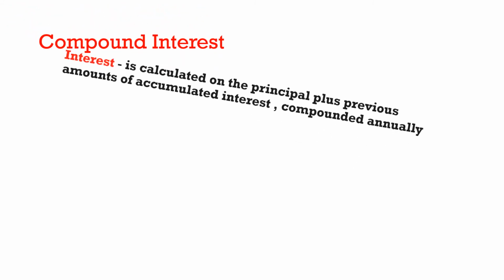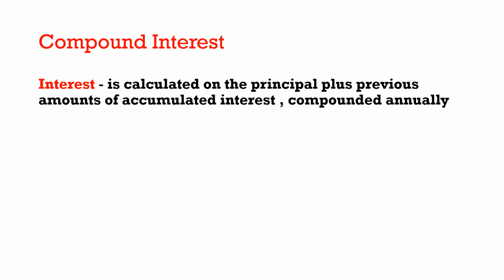Compound interest is calculated on the principal plus the previous amount of accumulated interest, and it's compounded annually. Which means the bank will benefit if you are borrowing money, because if you don't pay, the interest will earn them more interest from you. So let's see how it works.